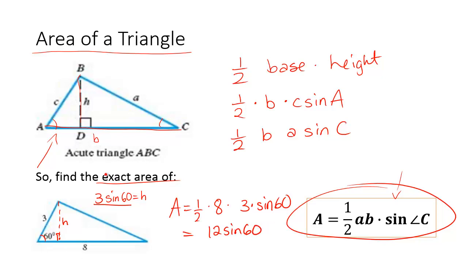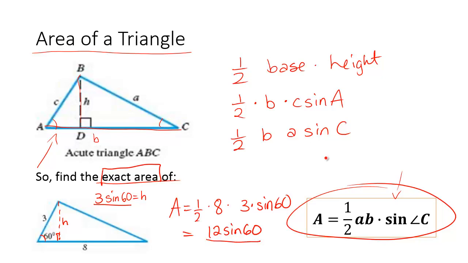And because they asked for exact values, we could type in 12 sine 60 and we'd get some crazy decimal, 10.39, but that's not exact. How do we find the exact non-rounded version?